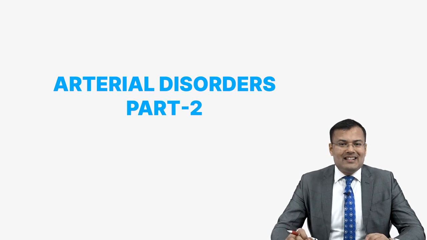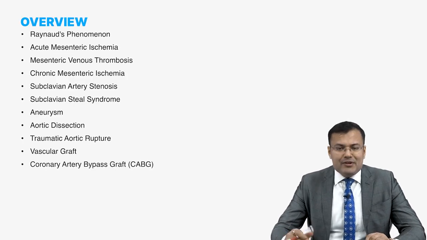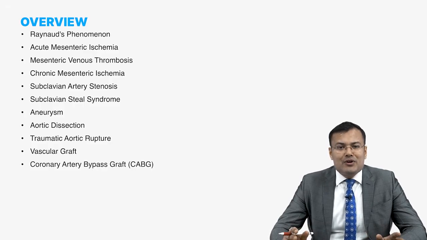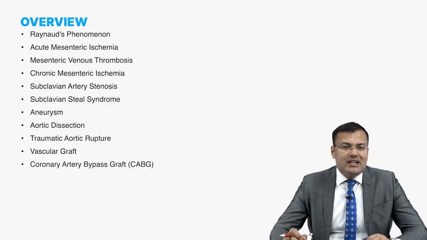Hi guys, now we are going to start arterial disorders part 2. In this chapter, we are going to discuss Raynaud's phenomena, acute mesenteric ischemia, mesenteric venous thrombosis, chronic mesenteric ischemia, subclavian artery stenosis, subclavian steal syndrome, aneurysm, aortic dissection, traumatic aortic rupture, vascular graft, and at the end, we will be discussing CABG, that is coronary artery bypass grafting.